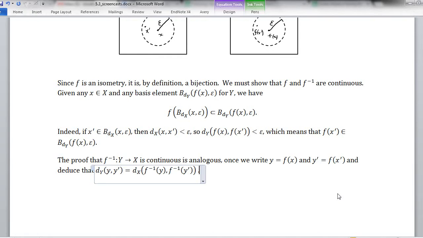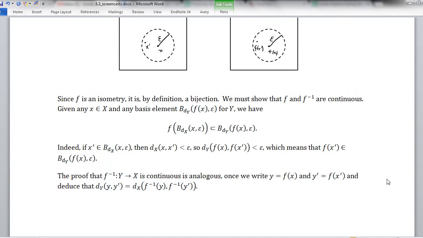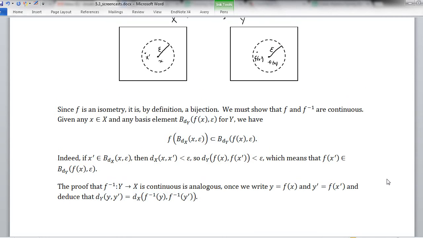Okay, so once we have that, this is the statement that f inverse from Y to X preserves distance, as an isometry. And now we can write the analogous proof to what we have up here, just switching x's with y's, x primes with y primes, and f's with f inverses. And that does it. We've shown that f is an isometry, we've shown that it's a bijection, and that f and f inverse are both continuous.